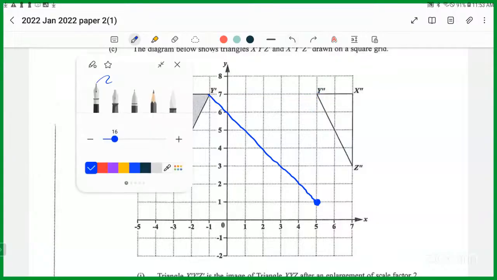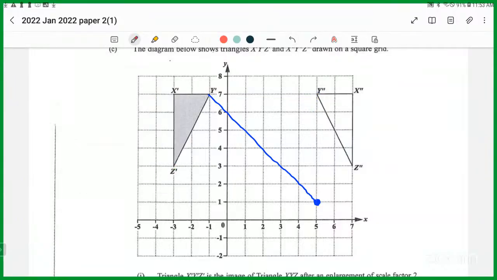Let's count that grid. So how many units up? And how many units across? About half that distance. 1, 2, 3, 4, 5, 6 units up. 1, 2, 3, 4, 5, 6 units across, easy. So it's coming to 3, 3. 3, 3 from here is where this point was.